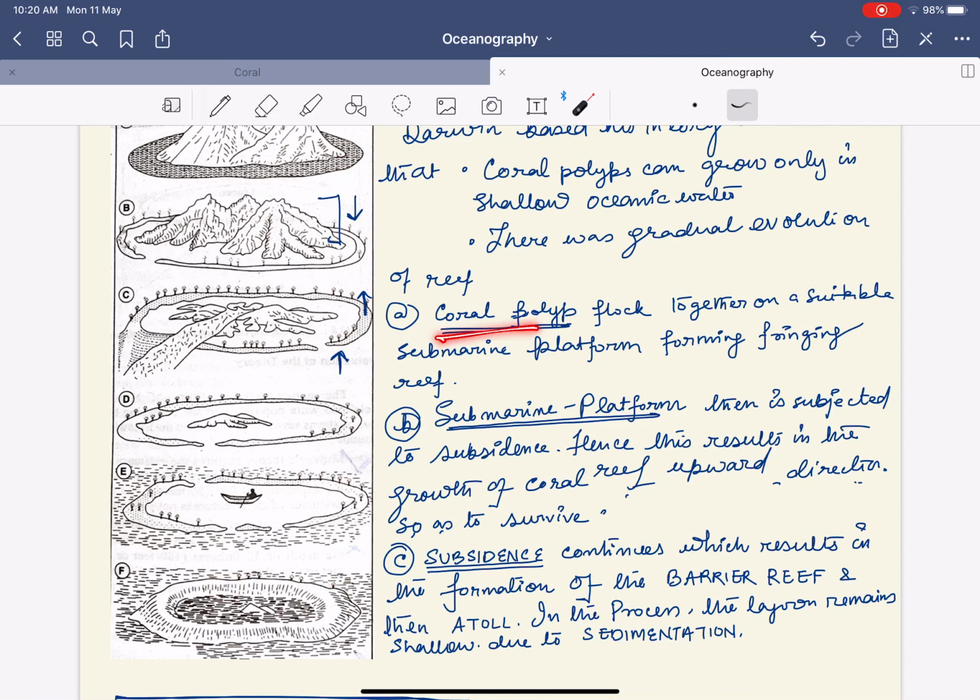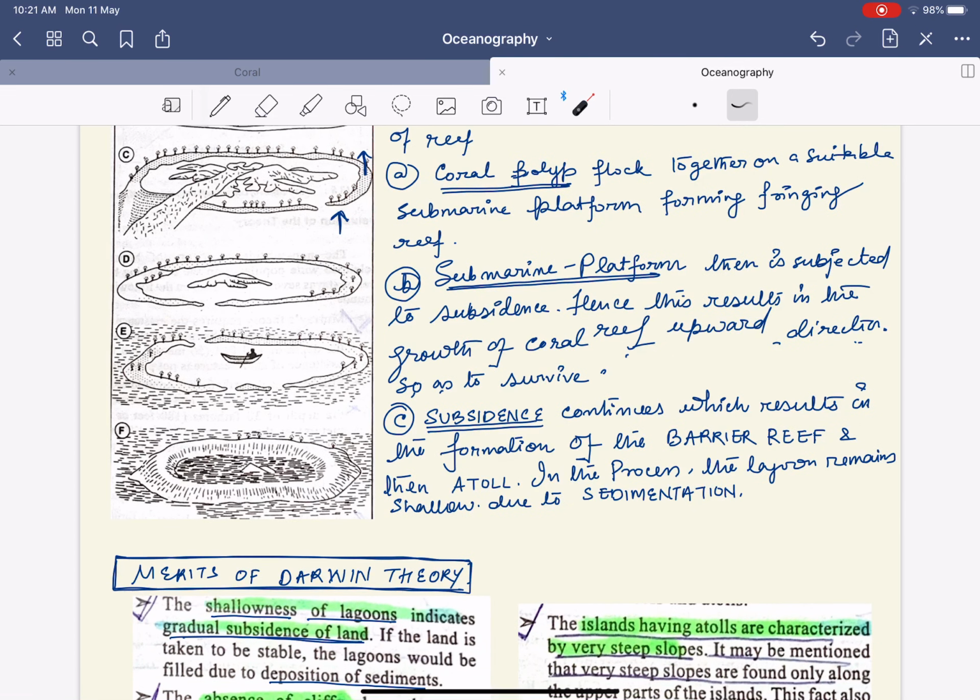Again, we can read it from the notes itself. Coral polyps flock together, meaning they come together to form a suitable submarine platform, forming a fringing reef. This is important: it's not that they would come together anywhere. They come together over a suitable submarine platform. Next, the submarine platform is subjected to subsidence. Hence, this results in the growth of the coral reef in the upward direction, so as to survive.